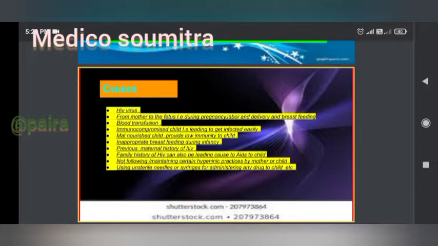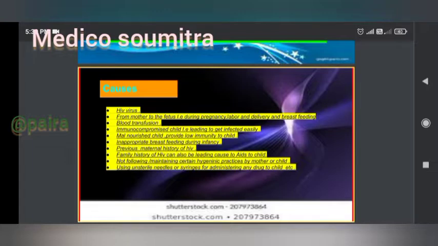Next we'll see the previous maternal history of HIV. If the mother already has a history of HIV, or human immunodeficiency virus, then obviously that virus will be transmitted from the placenta to the fetus, or after delivery also we can see it, because of the history's presence, there could be a chance of the child being infected with AIDS.